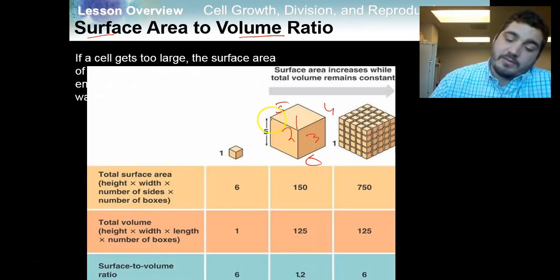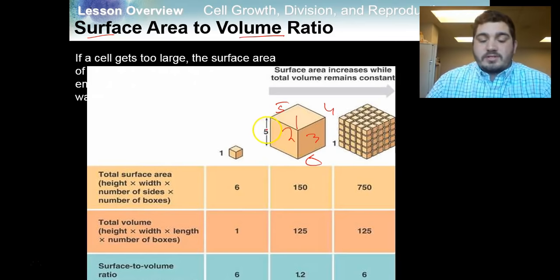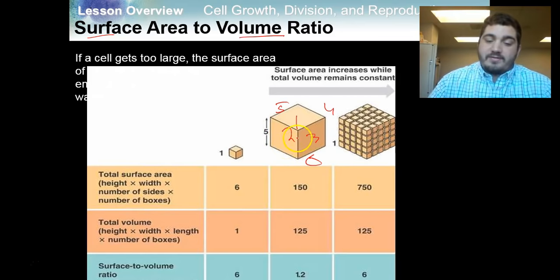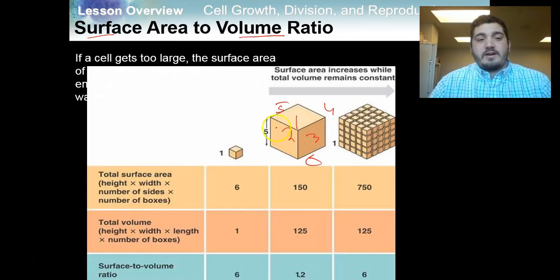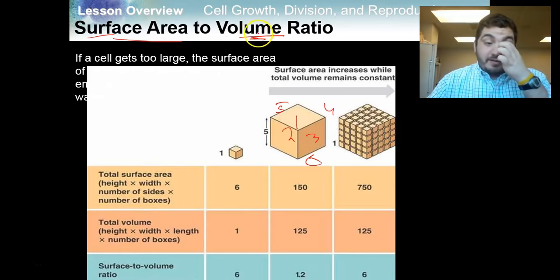And the formula for volume is length times width times height, so five times five times five, as opposed to 25 plus 25 plus 25 plus 25 plus 25 plus 25. Okay? Surface area versus volume, right? How much area there is around an object versus how much stuff can fit in it.